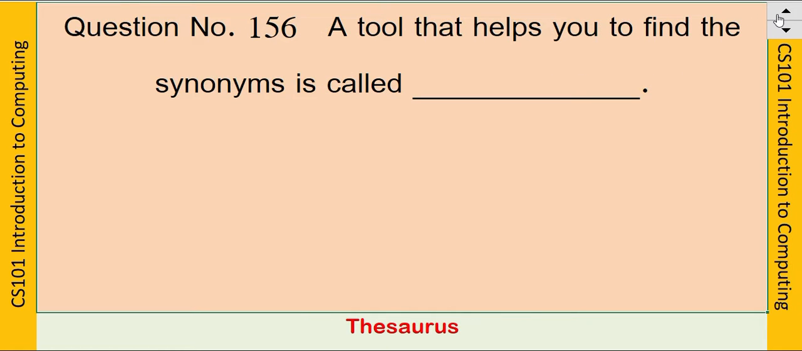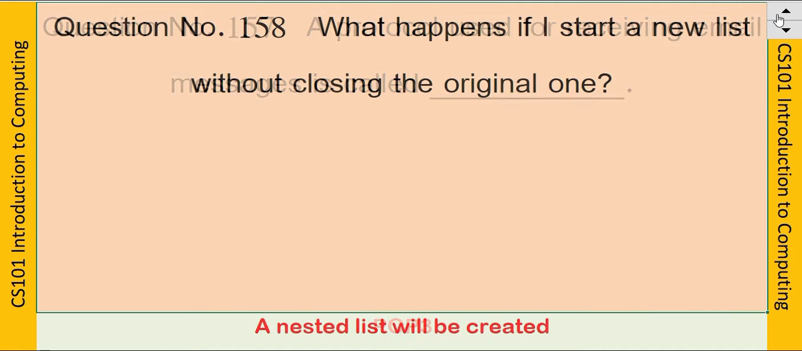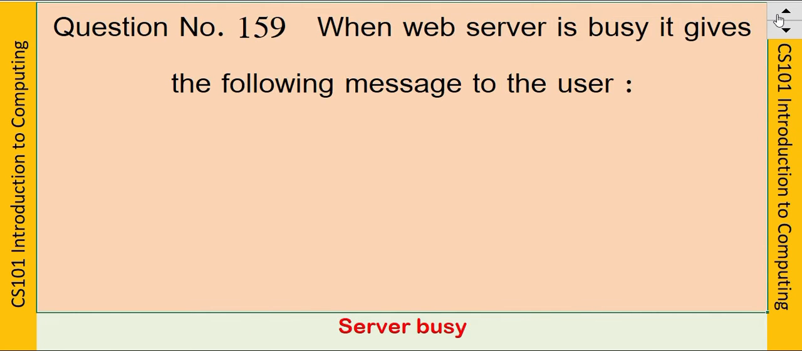A tool that helps you to find the synonym is called thesaurus. A protocol used for receiving email messages is called POP3. What happens if I start a new list without closing the original one? A nested list will be created. When web server is busy, it gives the following message to the user: server busy.